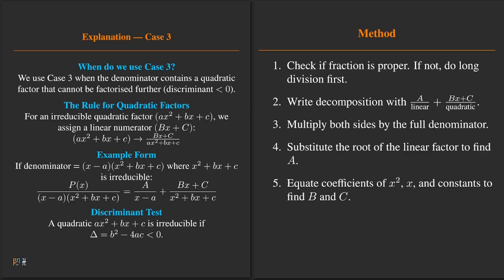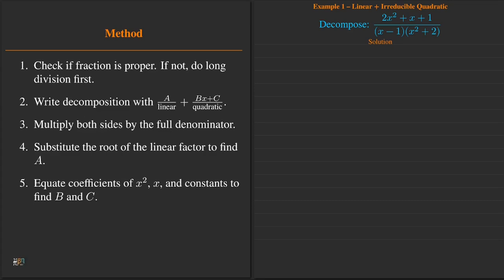So let's solve some questions based on this understanding. Our first question says, we are to decompose 2x squared plus x plus 1 all over x minus 1, then x squared plus 2. Now, we are to check whether or not it is a proper fraction. If we are to expand the denominator, x multiplies x squared to give us x cubed. And hence, for the denominator, the highest degree is 3. But then for the numerator, the highest degree is 2. So that is settled.